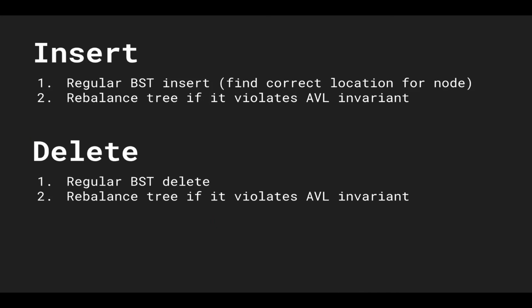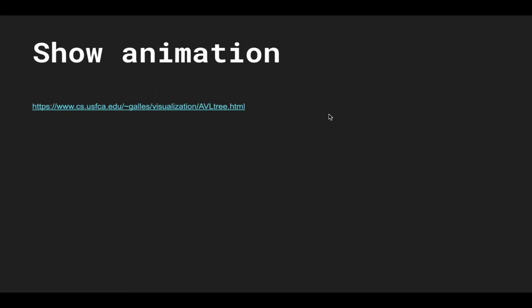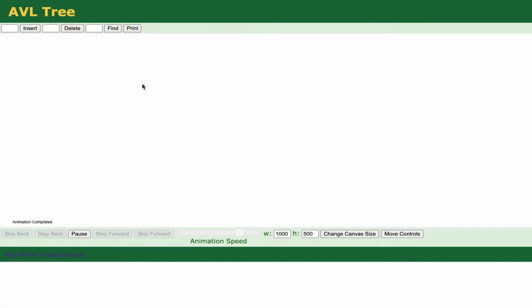These are the steps for insertion and deletion. We perform the regular BST operations, so regular BST insertion and regular BST deletion, and then we rebalance the tree if it violates our AVL invariant. So here let's look into the animation of an AVL tree, which will clear a lot of things up.